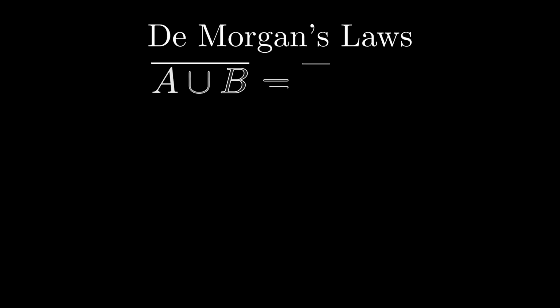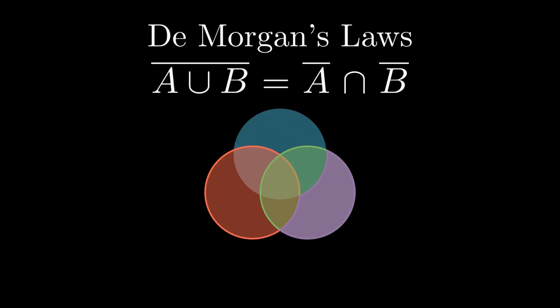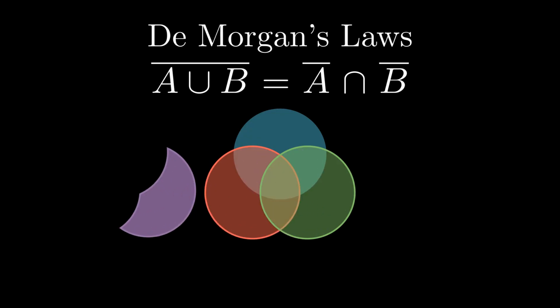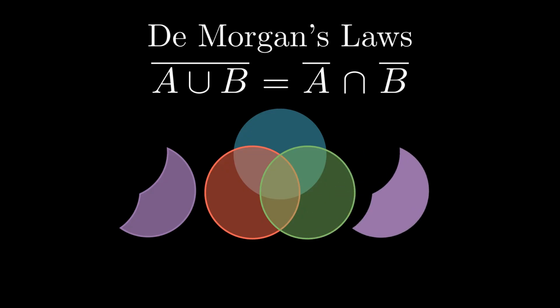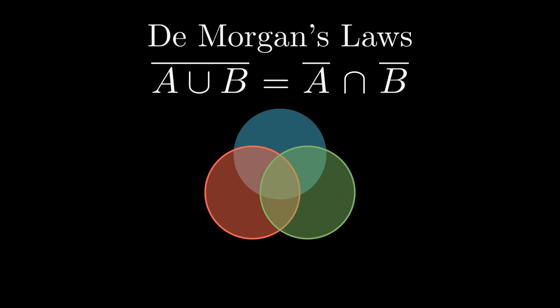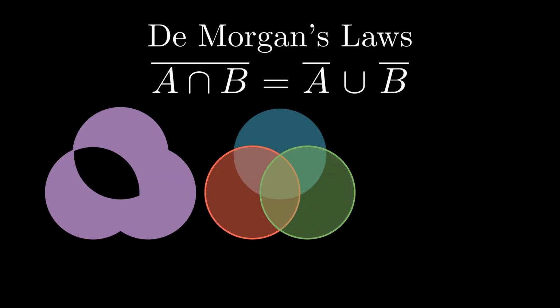Complements have a unique version of distribution called De Morgan's laws. So if we try to take the complement of the union of sets A and B, we can instead calculate the intersection of the complement of A and the complement of B. Likewise, if we want to take the complement of the intersection of A and B, we can instead take the union of the complement of A and the complement of B.